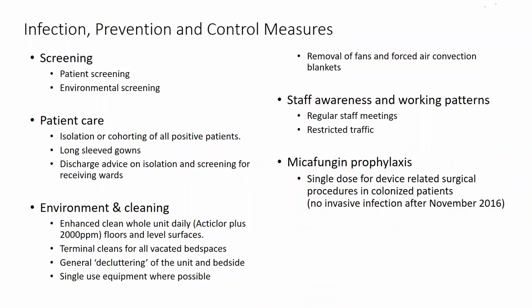What did we do about it? Well, we tried an awful lot of things to try and get control of this, because this was really very disruptive. We were getting lots and lots of new cases, particularly at the main point of the outbreak. So we had the patient screening, which I told you about. We talked about the environmental screening that we did. We started by trying to isolate patients, but quite quickly it became apparent that we were going to have to cohort patients, because at times we had as much as half of the unit occupied by patients who were colonised.